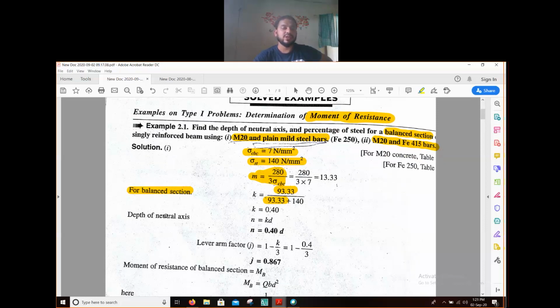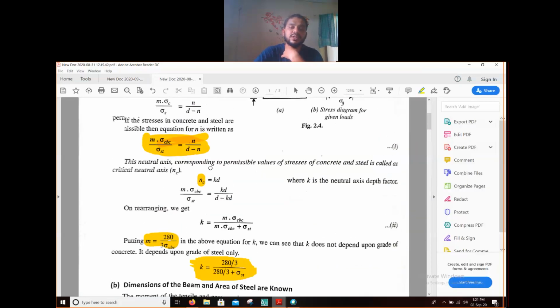So now the depth of neutral axis. Since it is a balanced section, a very simple formula is there for finding out your neutral axis depth. n equal to k into d. n means your depth of neutral axis, kd. This formula, n equal to kd, we have to use for a balanced section.